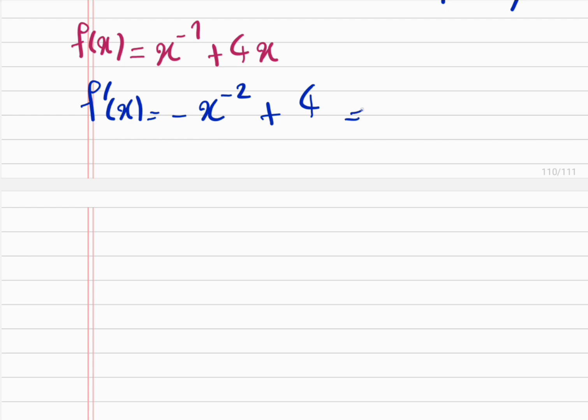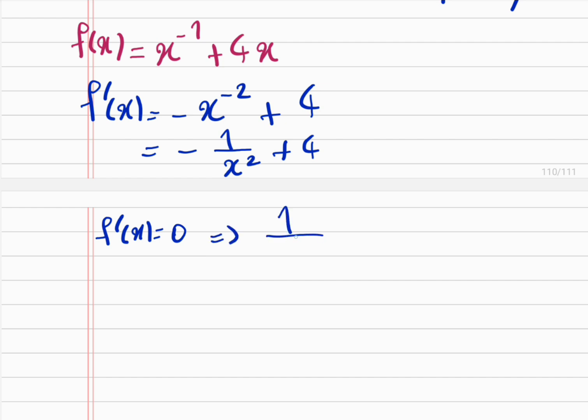So if we rewrite this in the form, let's say we write this as minus 1 over x squared plus 4. So this is probably going to be more helpful for us when we want to solve the equation. Okay, now we set f dash x equal to 0. Then that means we are going to have minus 1 over x squared plus 4 is equal to 0, which can be written as 1 over x squared is equal to 4.